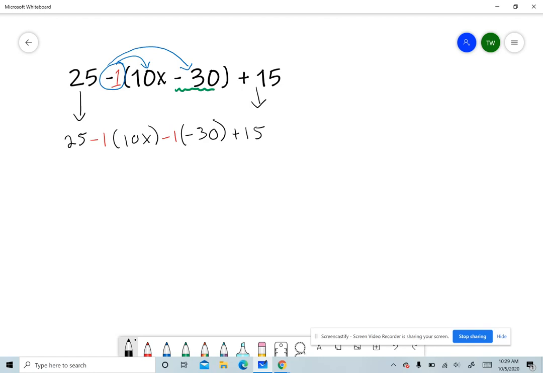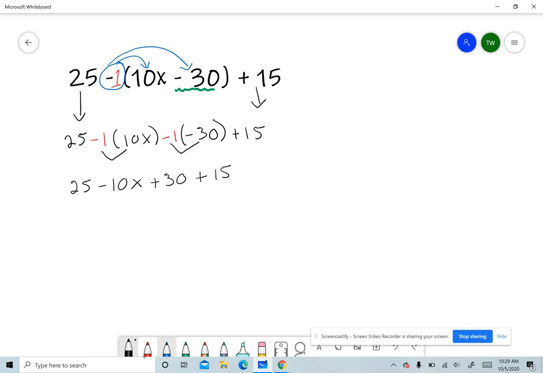Then using order of operations, we need to multiply -1 times 10x. So again, 25 just comes down, and then -1 times 10x is -10x. And then -1 times -30 is +30. Plus 15 comes down. So the big thing is always being careful of your signs.